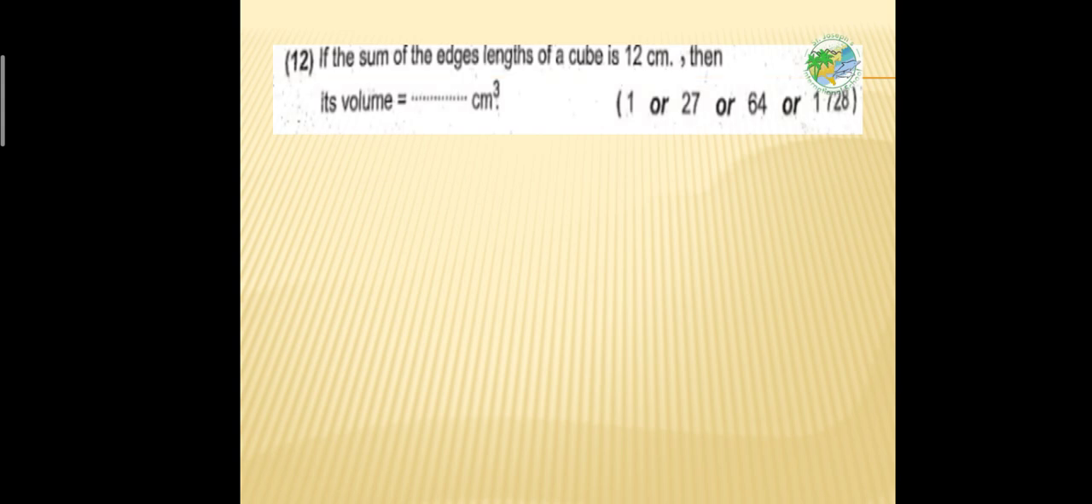Number 12, the sum of edge lengths of a cube is 12. Then its volume is what? What is the meaning of the sum of edge lengths? All edges of the cube is 12. Then if we want to find the edge length of the cube, we should divide 12 divide by 12. Then this is the side length equal what?